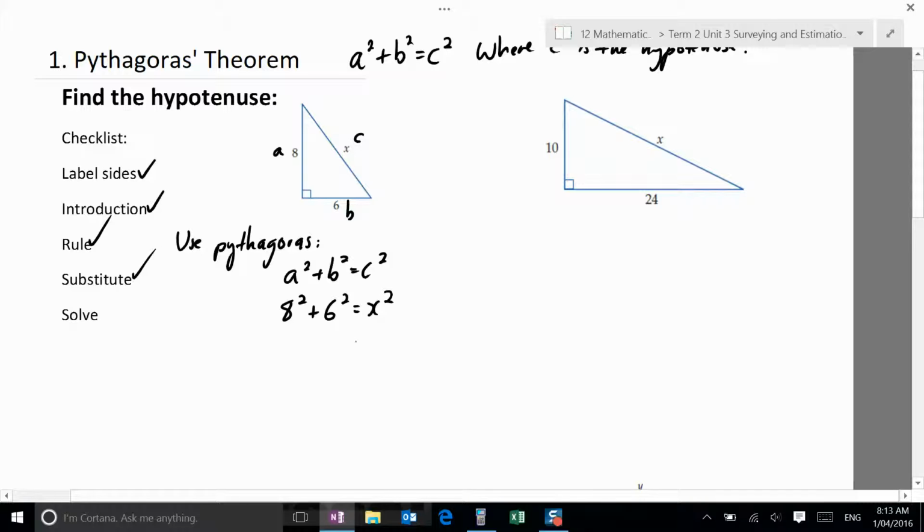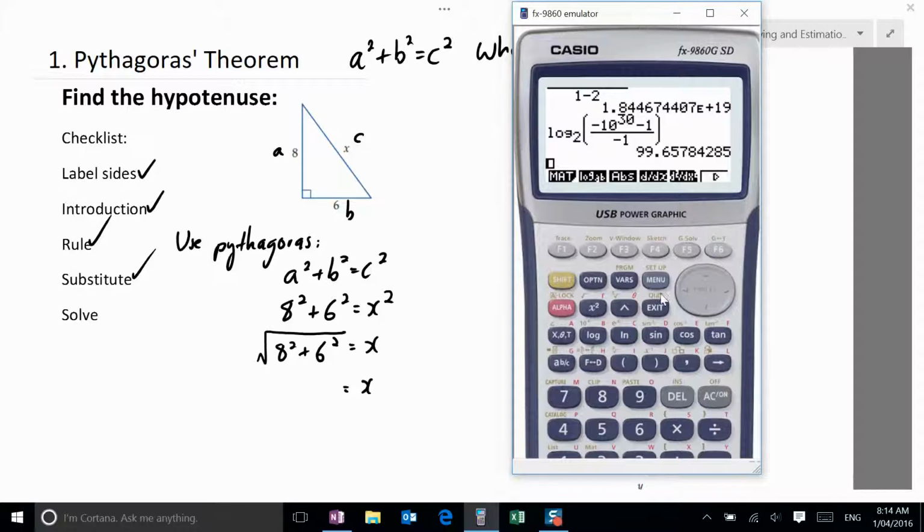And I'm trying to find x. A few different ways you can do it. I think the easiest way is to just take the square root of those 2 sides. Technically it should be plus or minus and then reject the negative one, but in Maths A land we don't worry about that. Off to your calculator. Need the square root of 8 squared plus 6 squared. Get 10. Sounds good.